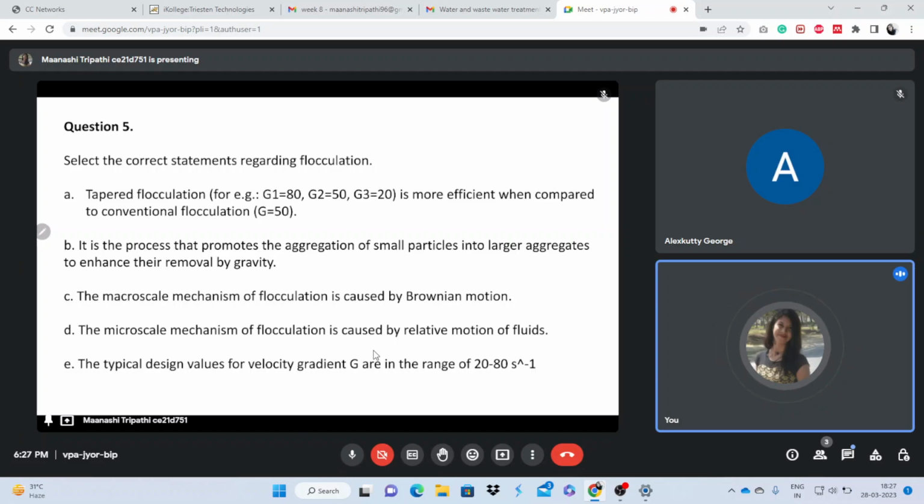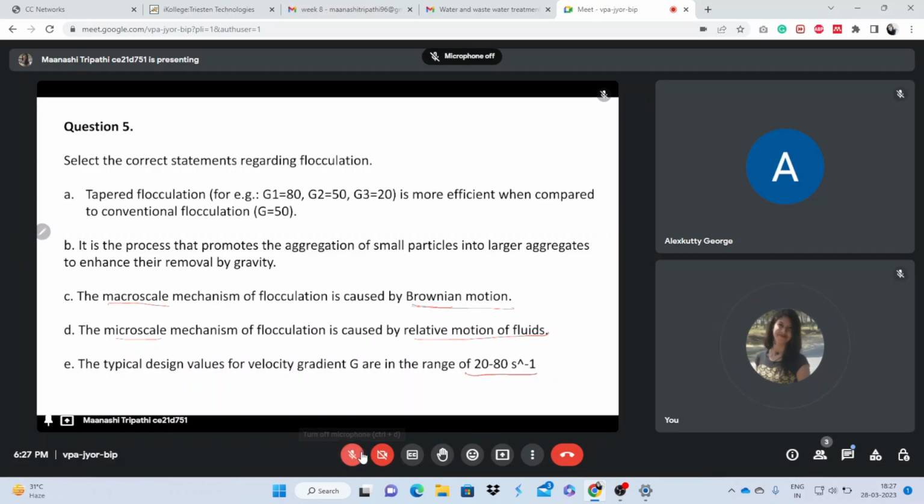The macroscale mechanism of flocculation is caused by Brownian motion. Be mindful of what it is saying. The microscale mechanism of flocculation is caused by relative motion of fluids. The typical design value of velocity gradient is in the range of 20 to 80 per second. So please answer this question, then we will see the answers. Then you can match yours.